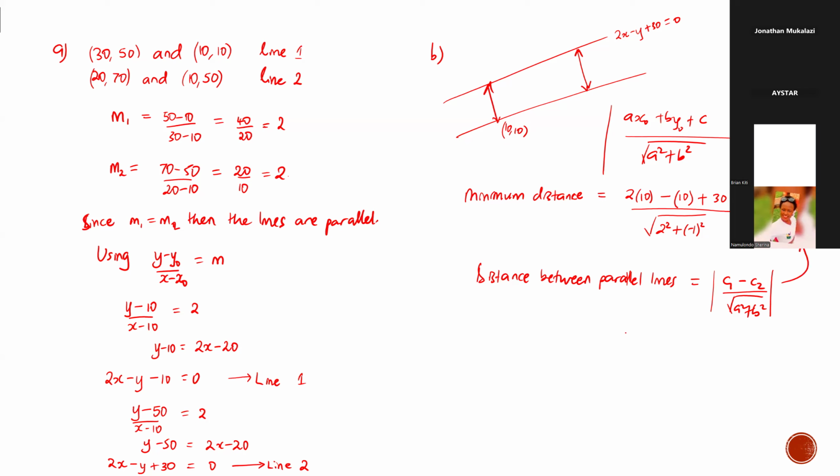It's similar to what you have when you're looking at parallel planes, where for the distance between parallel planes, you just get d1 minus d2. So it's a similar thing for parallel lines: you'd just get the distance between the intercepts and divide it by the square root of a squared plus b squared.